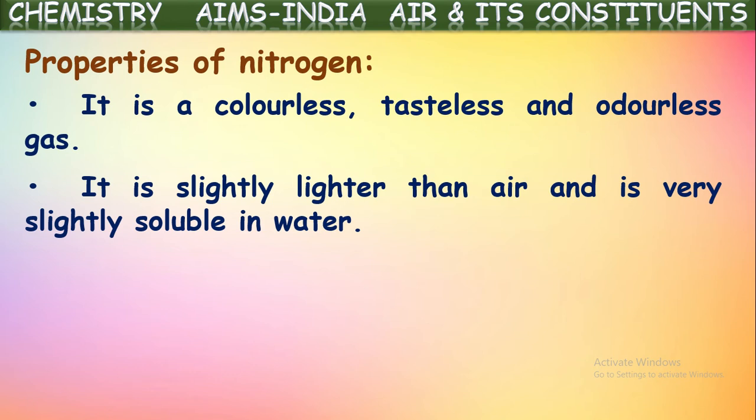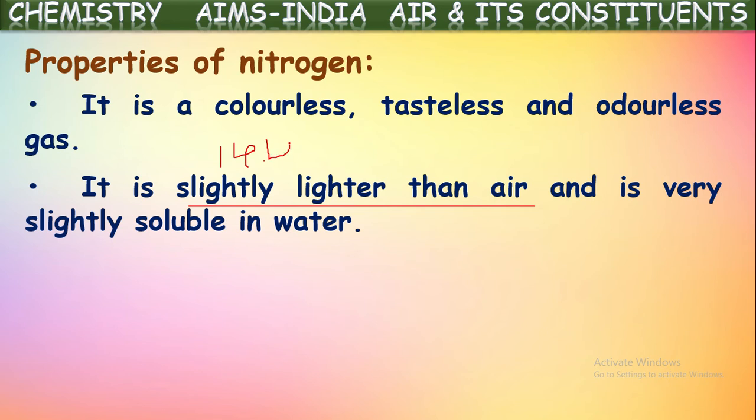It is slightly lighter than air and is very slightly soluble in water. This nitrogen gas is slightly lighter than air, so its density is compared with the density of atmospheric air. Atmospheric air consists of so many gases. Its density on average is calculated as 14.4.